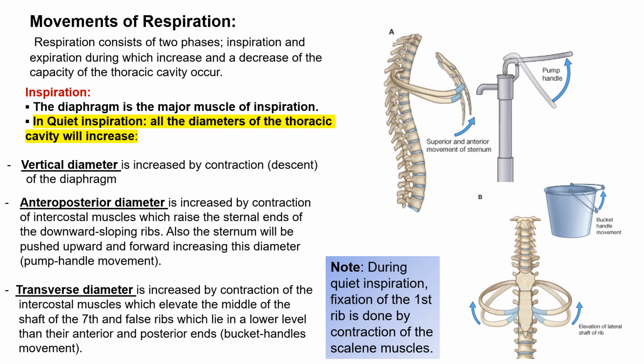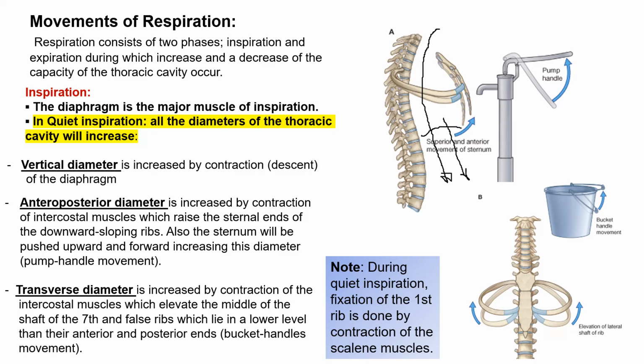During quiet inspiration, all diameters of the thoracic cavity will increase. We have 3 diameters of the thoracic cavity: a vertical diameter, an anteroposterior diameter, and a transverse diameter. The vertical diameter extends from the thoracic inlet to the thoracic outlet. This diameter will increase by the descent of the diaphragm downward towards the abdominal cavity.